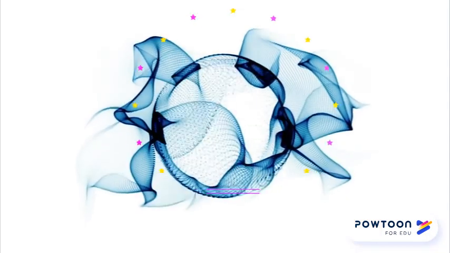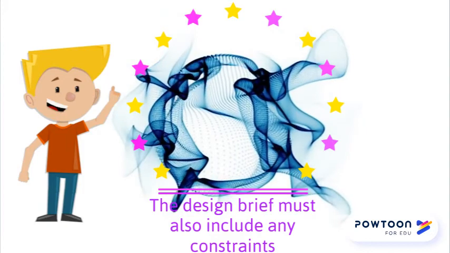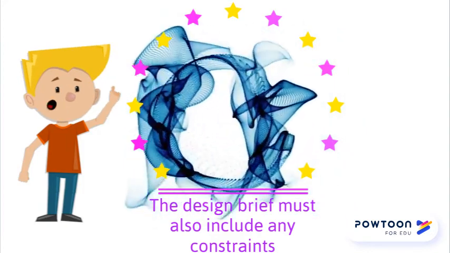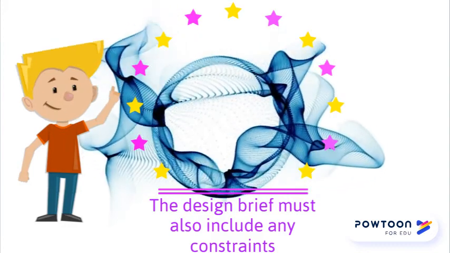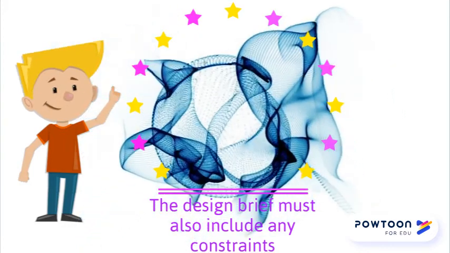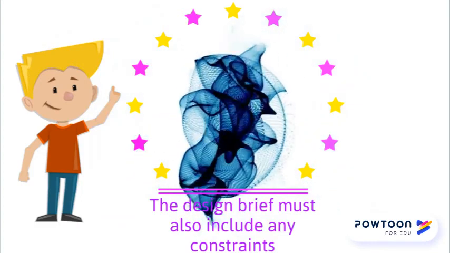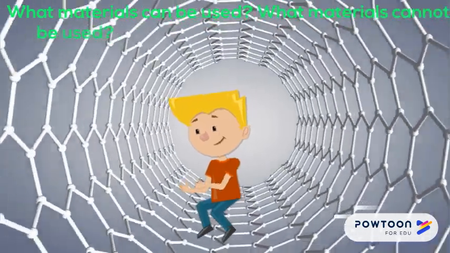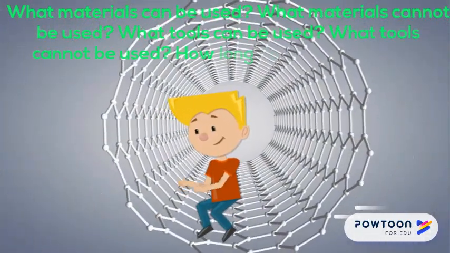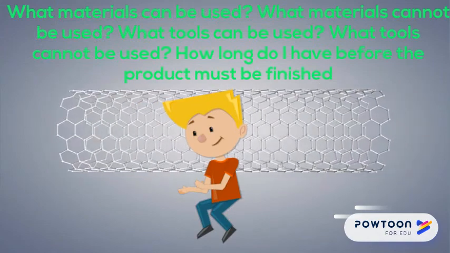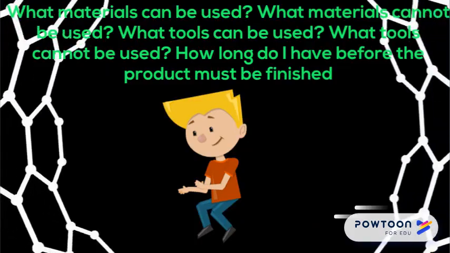The design brief must also include any constraints. These include any limitations to the design process, such as the appearance of the finished product, how much it will cost to make it, and the materials that you will use. To identify these constraints, ask yourself, what materials can be used and what materials cannot be used? What tools can be used and what tools cannot be used? And how long do I have before the product must be finished?